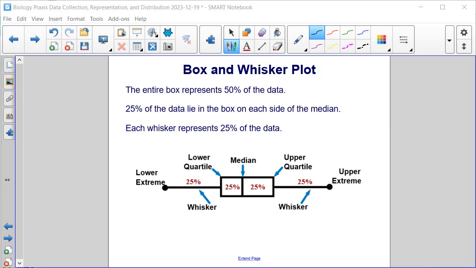All right, let's look a little closer at the box and whisker plot. The entire box, so here's the box, represents 50% of the data. 25% of the data lie in the box on each side of the median. Each whisker represents 25% of the data.